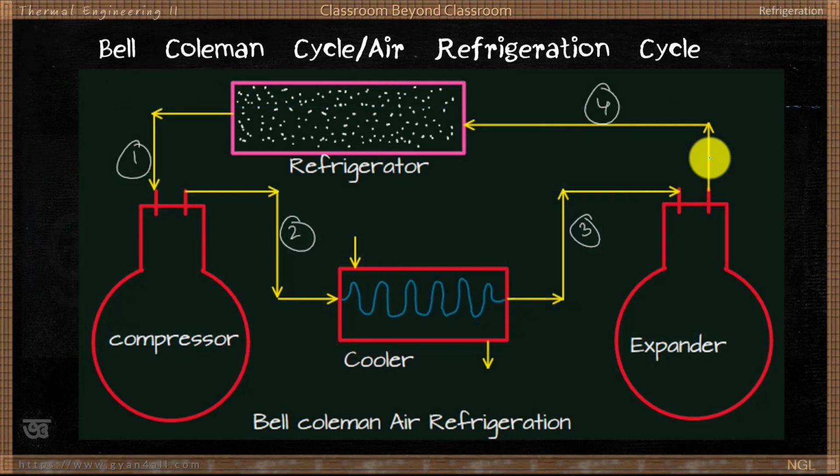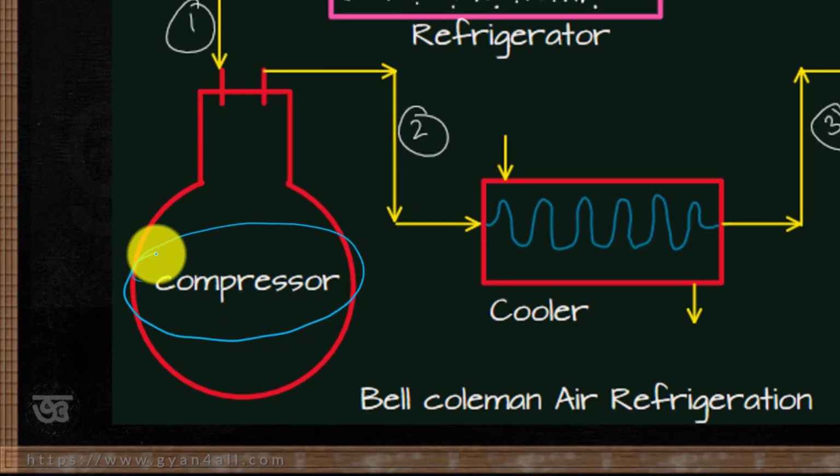So the basic components are like this. There will be one compressor. Suppose the air enters into the compressor and it is compressed, and after compression it will go to the cooler. So the process 1-2 is taking place inside the compressor. So definitely the pressure and temperature will increase and volume will decrease.